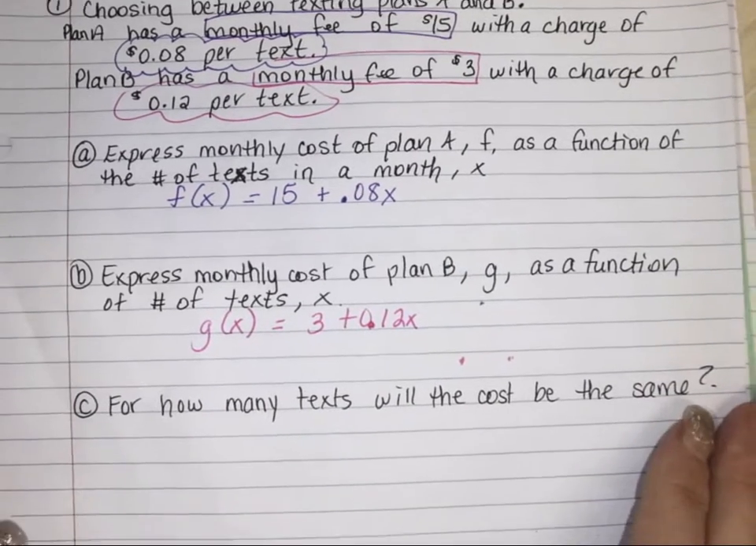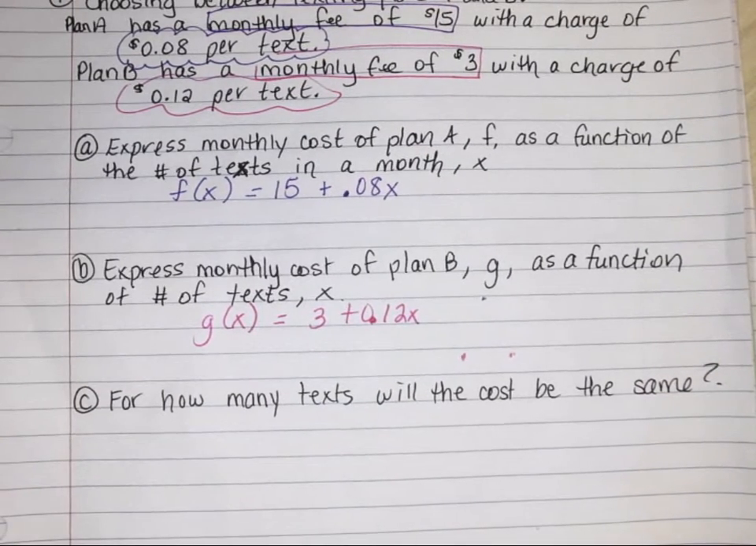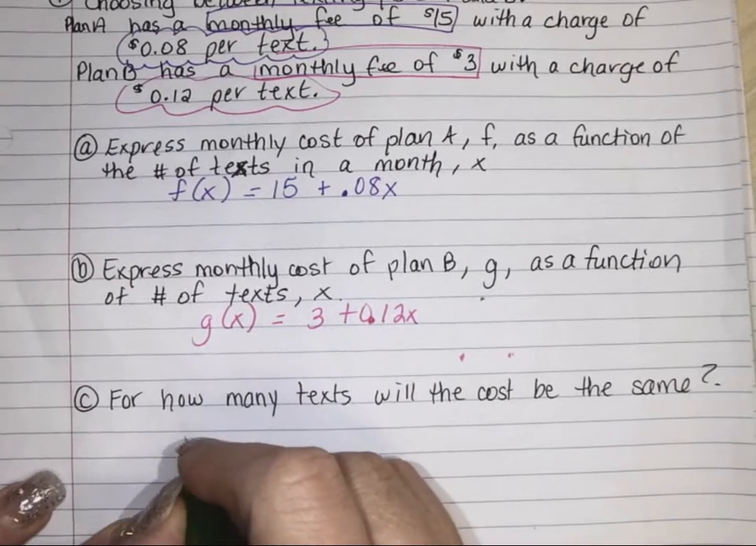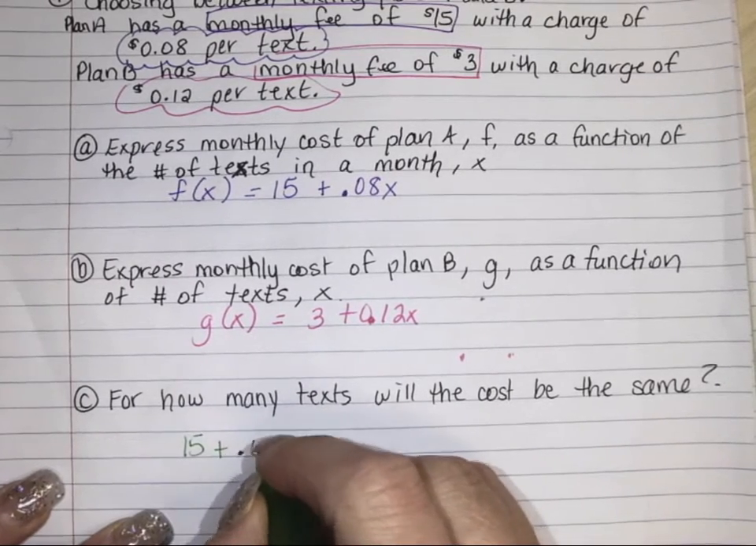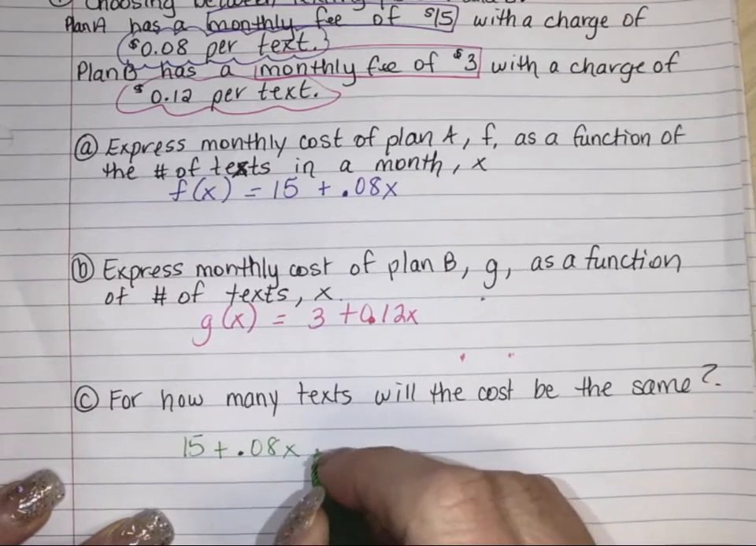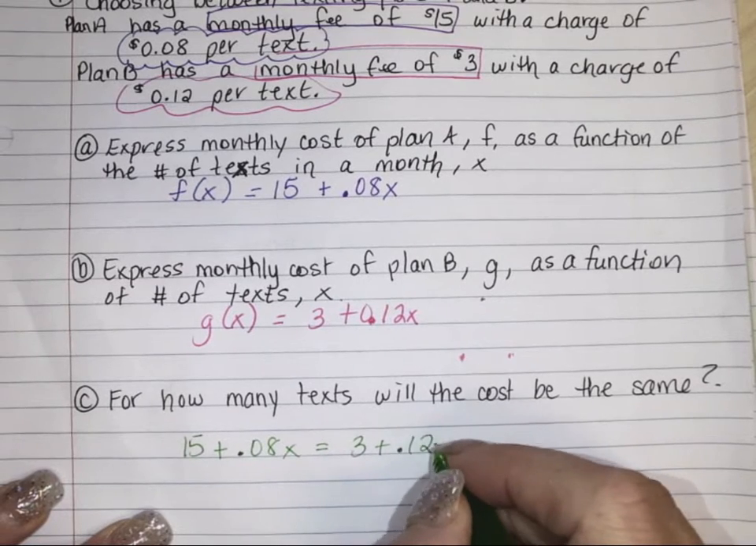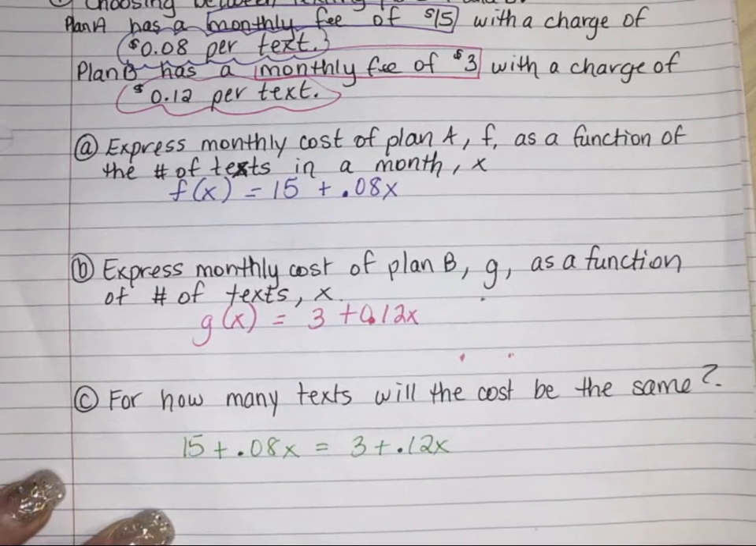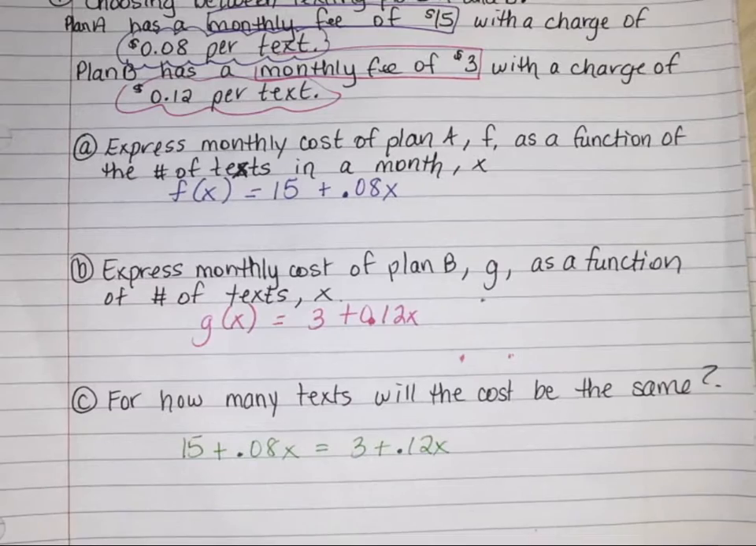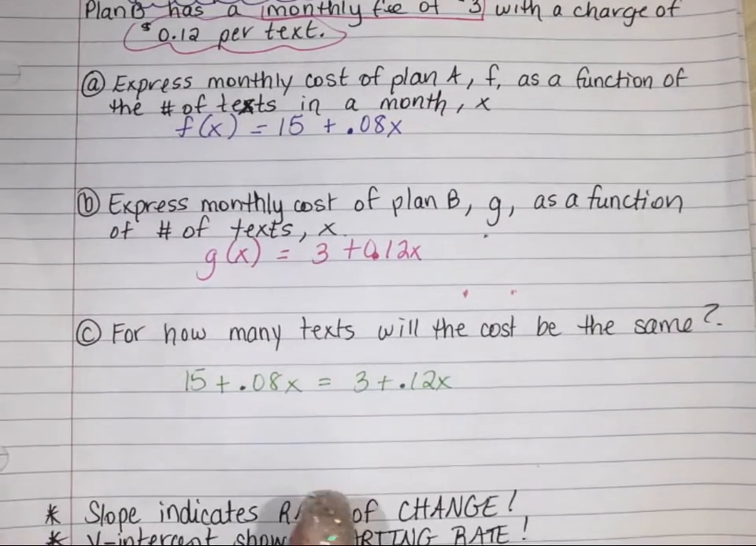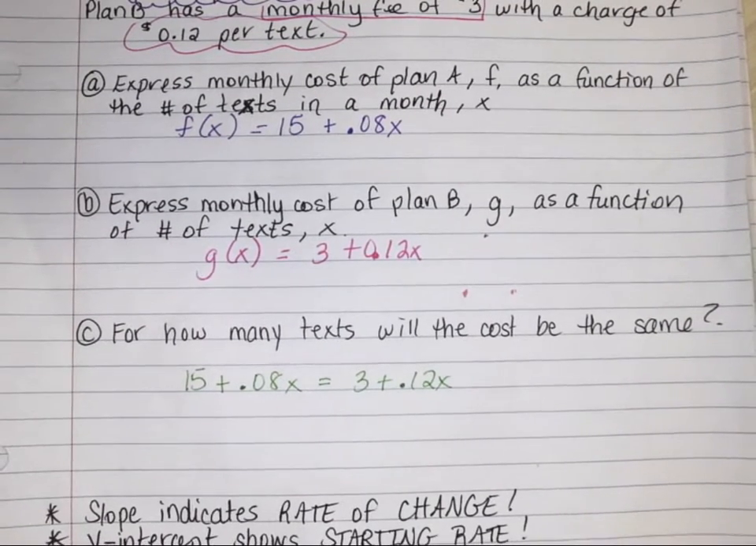And then in part C, it says, for how many texts will the cost be the same? So I take the cost in function A. I'm going to take the $15 plus the 8 cents per text from function A. And I'm going to take function g, $3 plus 12 cents per text. And we're going to see where they come out to be the same. So anytime you're asked something like that, always set your two equations equal, and then we're going to solve for x.